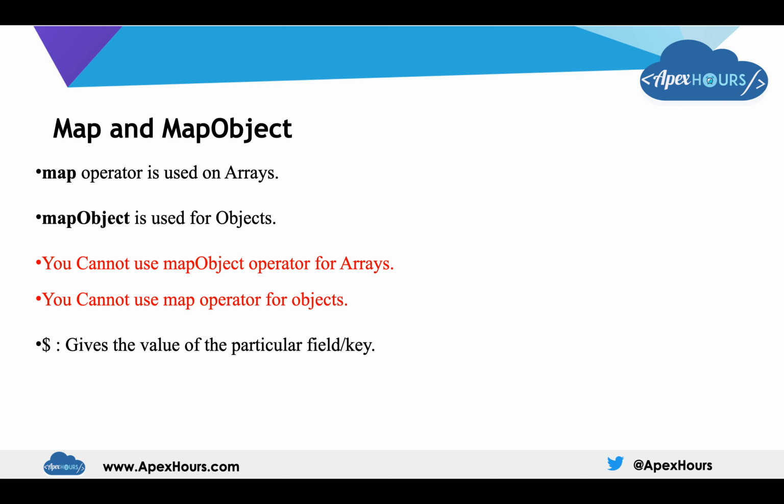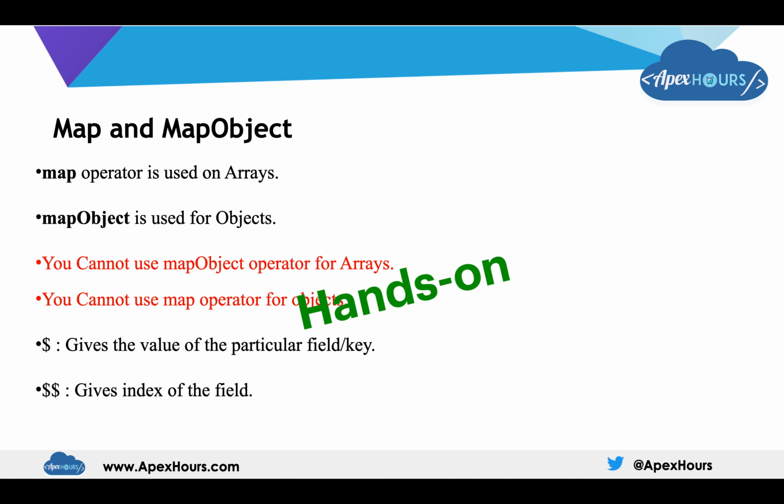Again, whenever you hear these terms field or key, it is the left hand side word. I will show you again when I am doing hands-on, but please remember field and key are one and the same. Don't get confused. Sometimes I may say what are the fields present, and sometimes I will say what are the keys present. Both are one and the same. The dollar will give the value of that particular field or key, and dollar will give the index of that field. We will see in our hands-on how to do that.